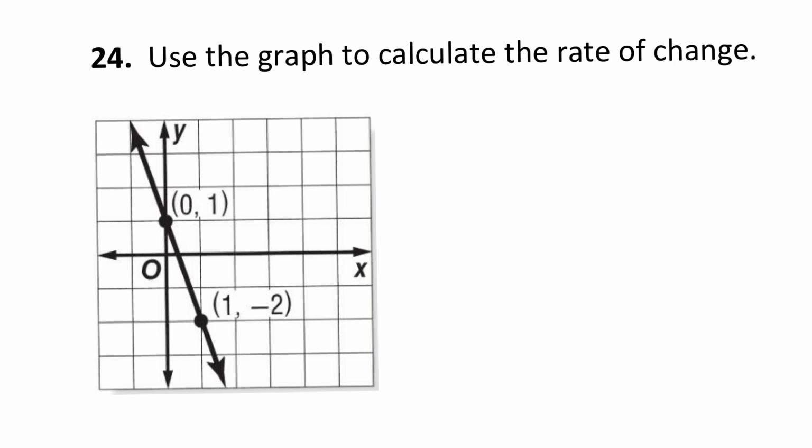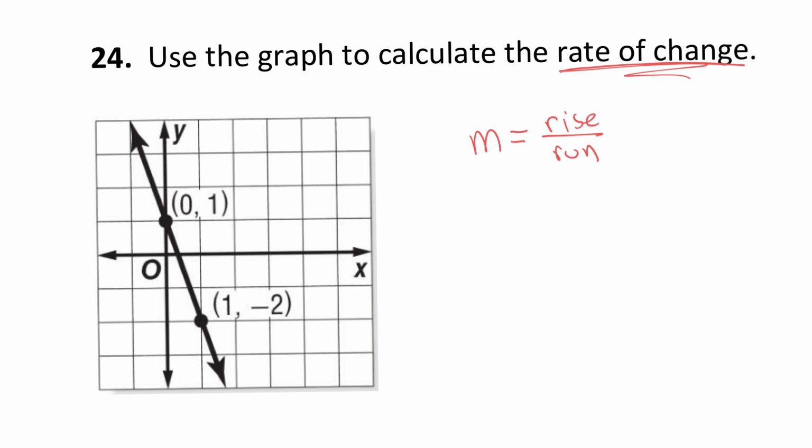24 says, use the graph to calculate the rate of change. Again, rate of change, we know that is the slope, and we do have a graph, so we're looking for the slope of the graph. The rate of change is m, the slope. Now, since it is a graph, we're not going to use the change of y over the change of x so much. What we're going to use here is the rise over the run.